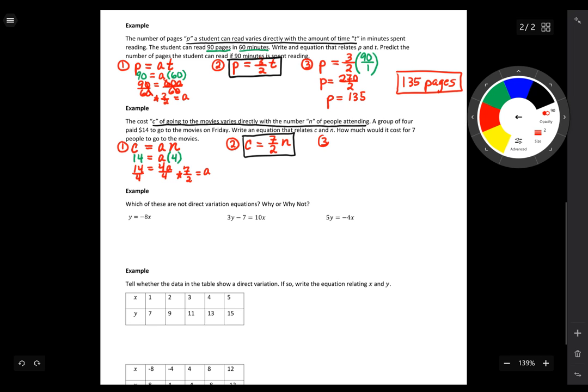And lastly, how much would it cost for 7 people to go to the movies? So cost is equal to 7 over 2 times 7 over 1, 7 people. So that would be cost is 49 divided by 2. Cost equals 24.5. Now this one you could write as a decimal because it's a money question. So money is in dollars and cents. So that would be $24.50.